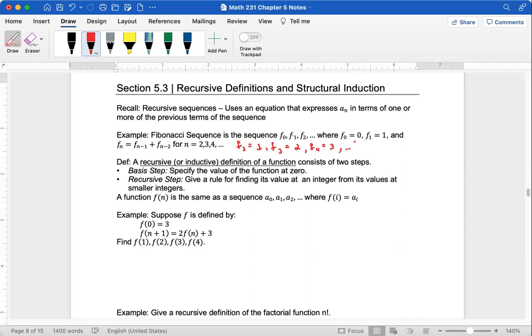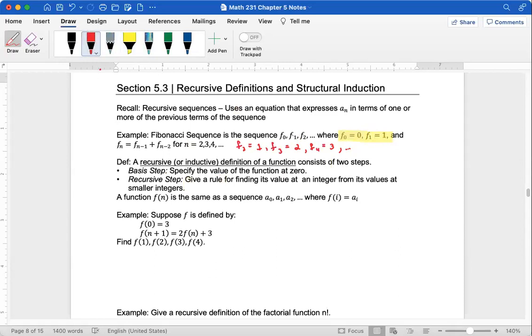So if I wanted to write this as a function, it's possible. We have two things that we have to do, and we technically did it on the recursive sequence too. We just didn't quite look at it like this. We had the basis step and the recursive step. The basis step kind of starts with our basic value. In the Fibonacci sequence, the basis step was defining f sub 0 and f sub 1.